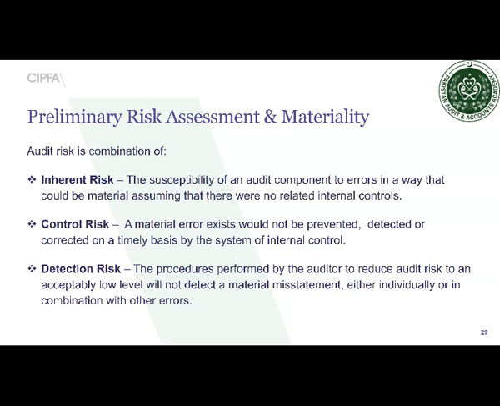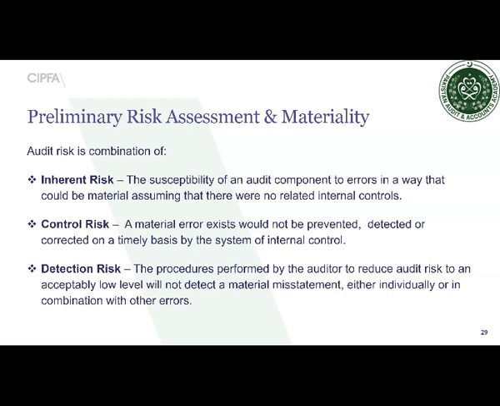The third is detection risk. That is where the auditor would not detect that this risk is happening, or that an issue could be happening. Procedures performed by the auditor to reduce the audit risk to an acceptably low level will not detect a material misstatement. So this is what you also sometimes call audit risk, that you will not be able to detect an issue here.